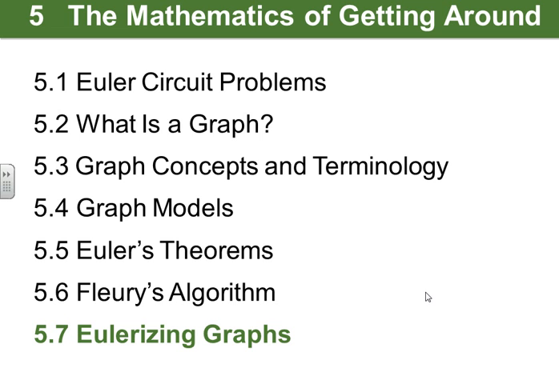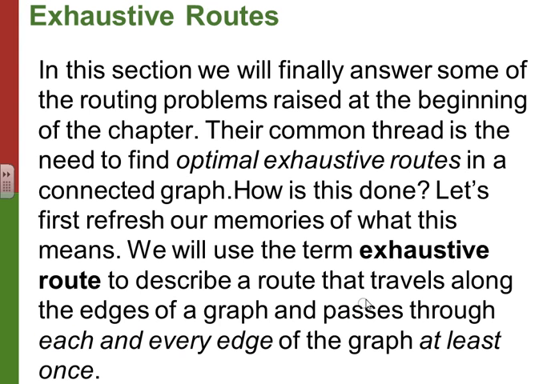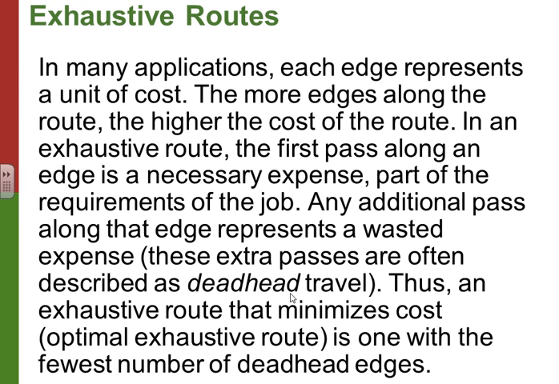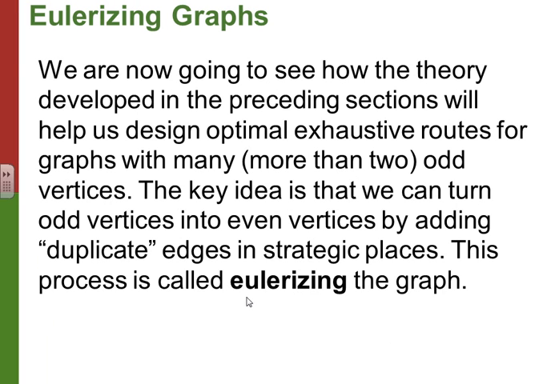Eulerizing graphs. So this is what we do: we have a graph that isn't right, and we're going to add something to it to make it right. There's a common thread: it needs to have an optimal route, an exhaustive route passing through many things, and maximizing. Eulerizing, we're going to add duplicate edges in strategic places to make it work.